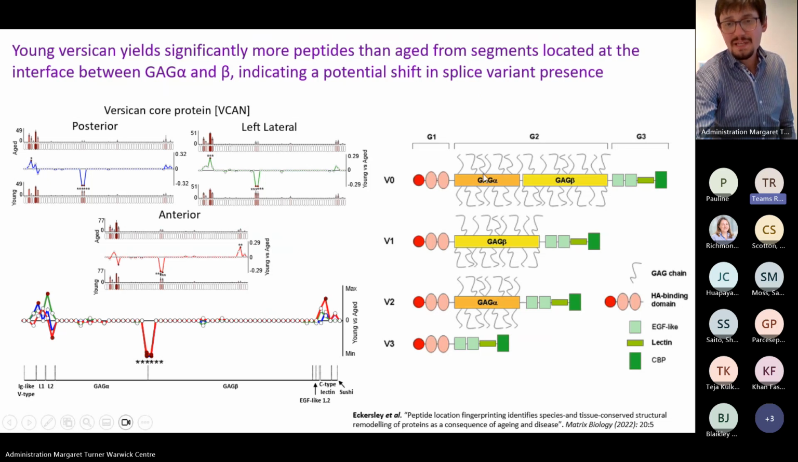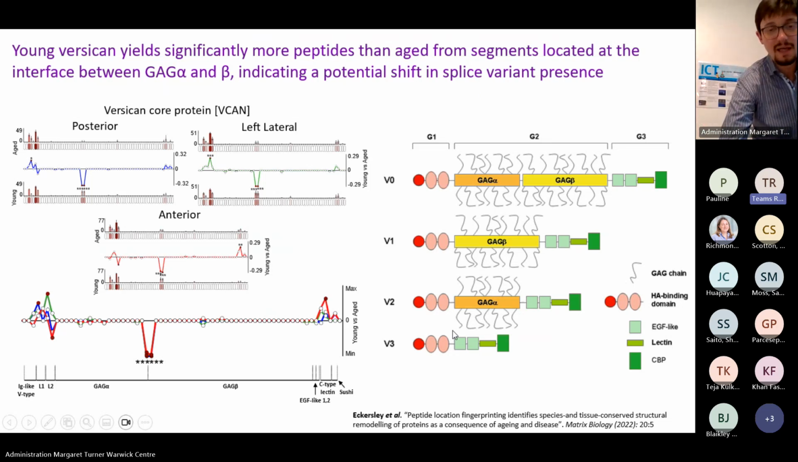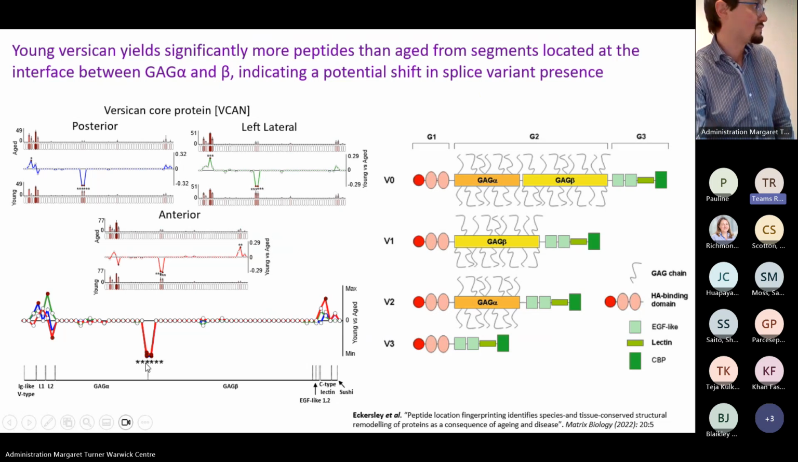There's the V0 that contains both of these GAG alpha and GAG beta domains. The V1 only has the GAG beta, V2 only has GAG alpha, and the V3 doesn't have either. And what we found was that right in this portion of the protein, at the interface between the GAG alpha and the GAG beta region, we see a decrease in aged versus young in terms of peptide yield.